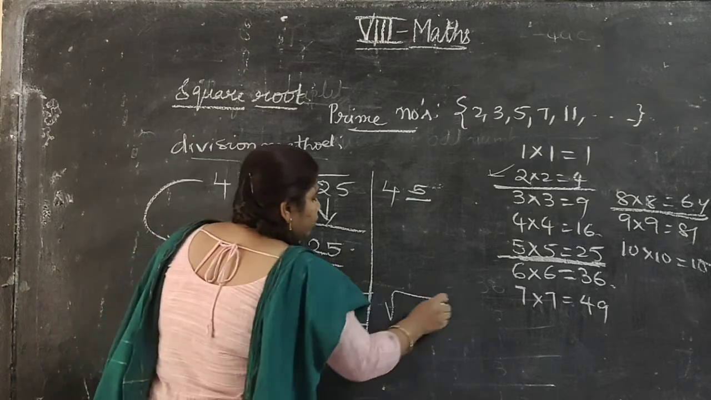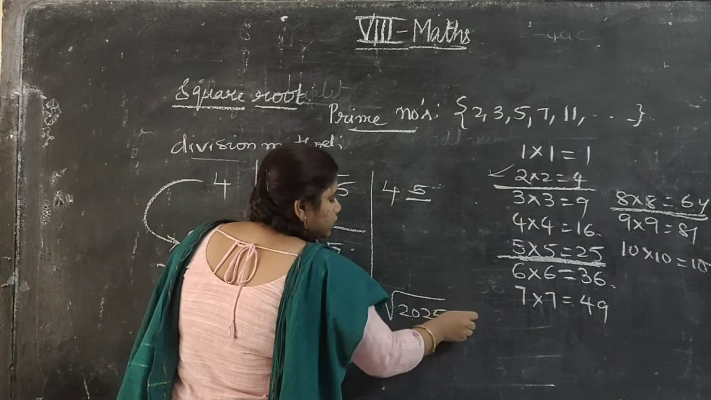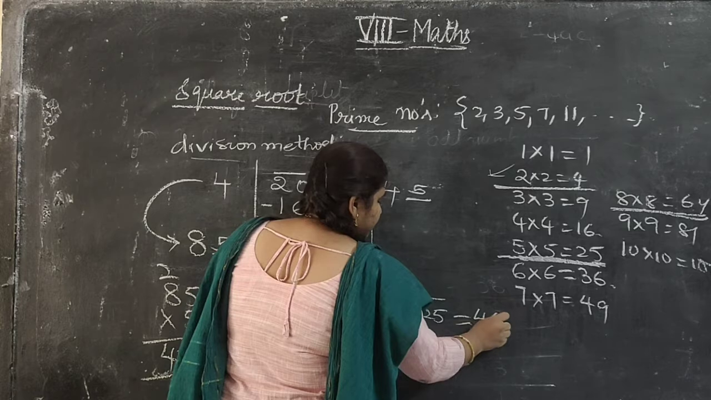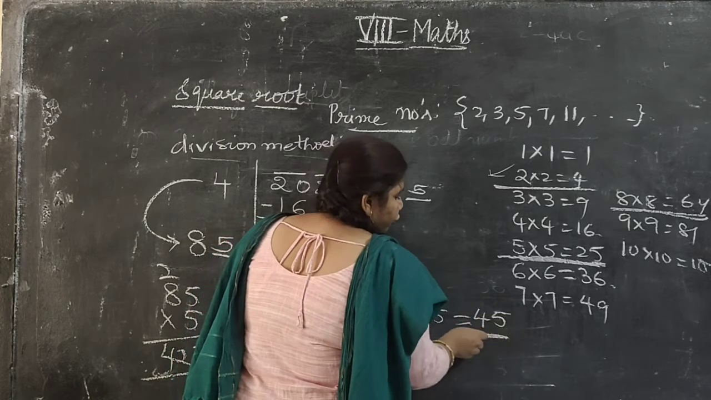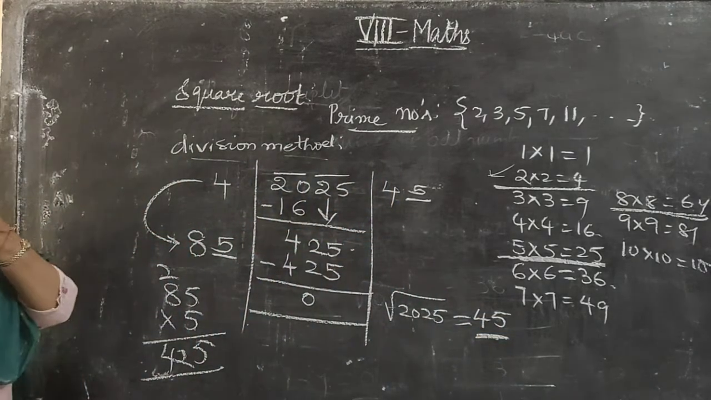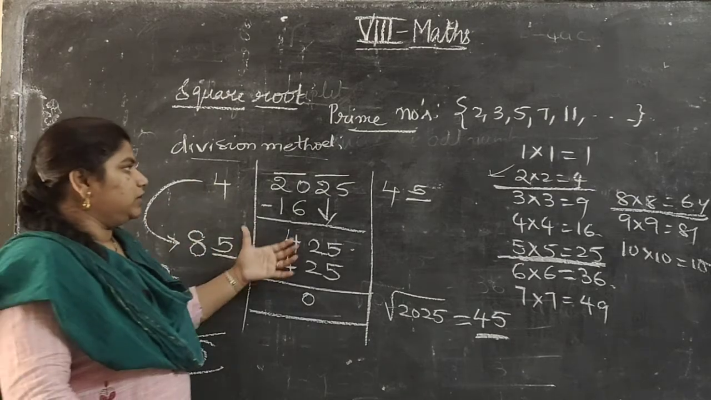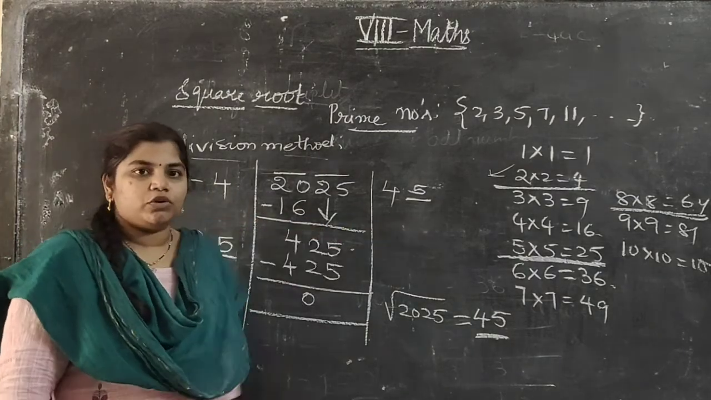So what is the square root of 2025? The square root of 2025 is 45. So this is the process of doing the division method. So be perfect in this. Tomorrow we will continue the class.